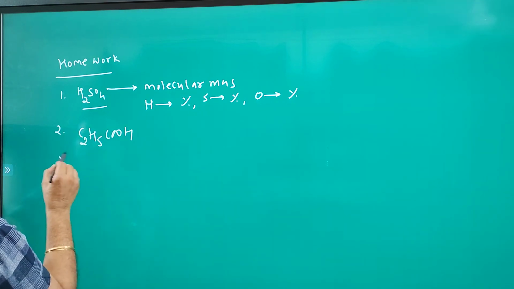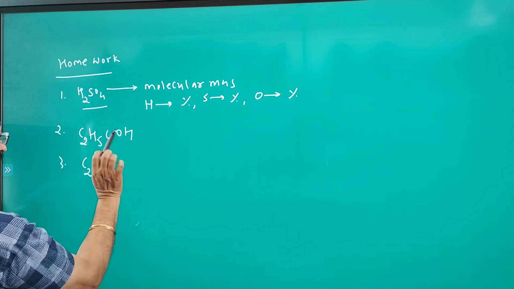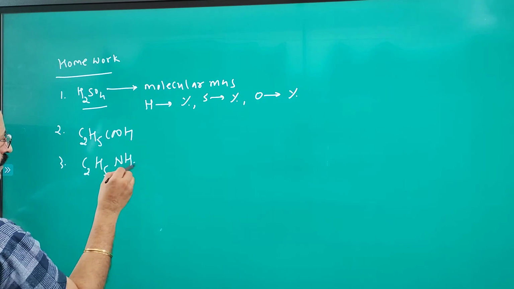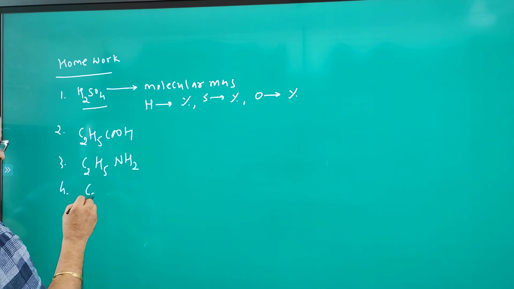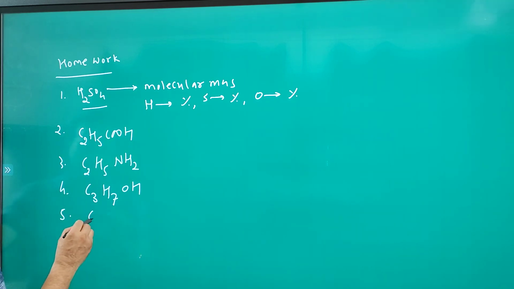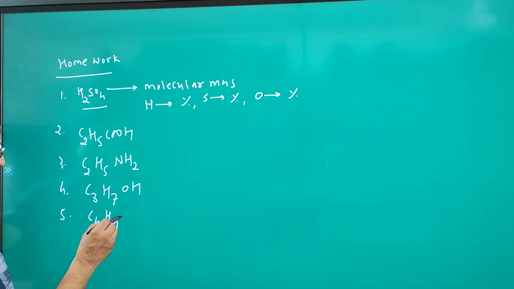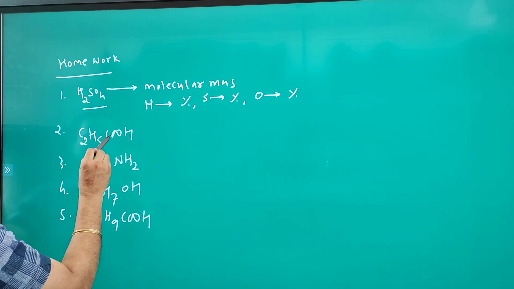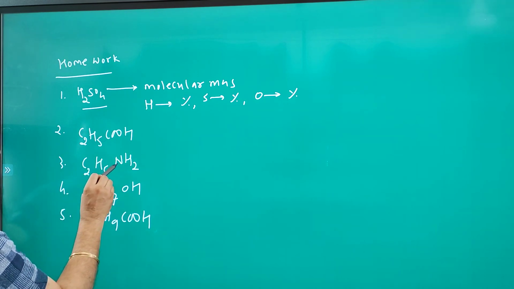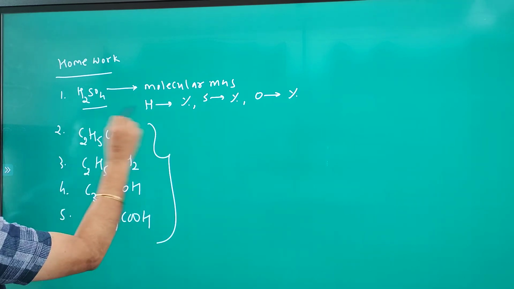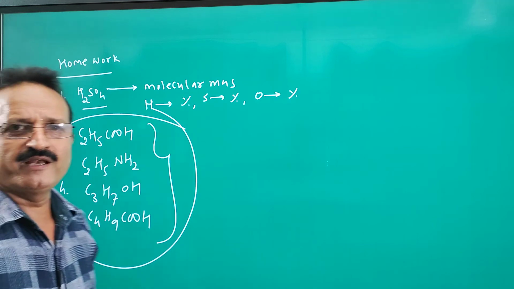Second sum, C2H5COOH. Third, C2H5NH2. Fourth sum, C3H7OH. Fifth sum, C4H9COOH. You will find the percentage of carbon, hydrogen and oxygen; carbon, hydrogen, nitrogen and oxygen; carbon, hydrogen and oxygen; carbon, hydrogen and oxygen. You have to find the percentage of all elements in the given compound.